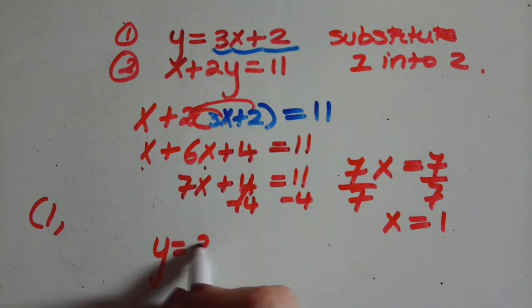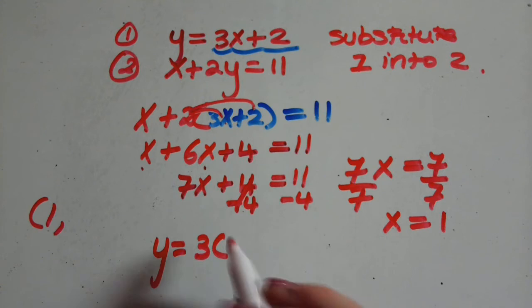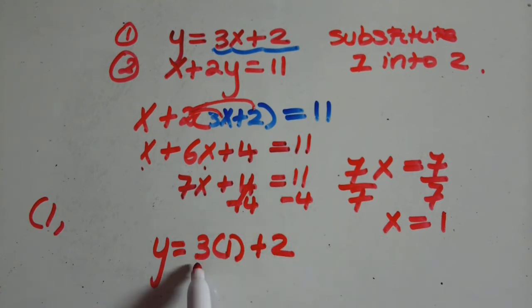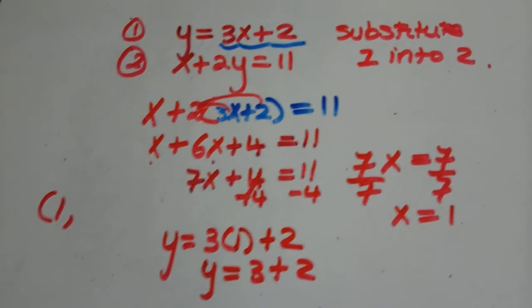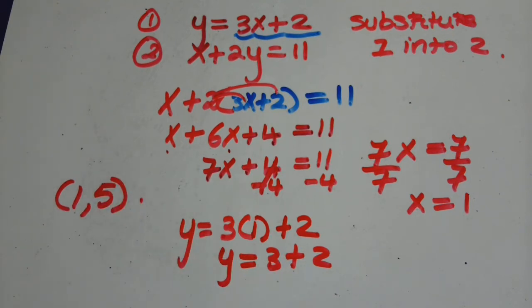So y is the same as 3x plus 2. Now we already found the value of x. It's 1. So just replace the 1 in there. And now y is equal to 3 times 1 is 3 plus 2. And 3 plus 2 is 5. And then just like I showed you in 7.1, you can go and you can do a check and see if it works. So that's the first one.